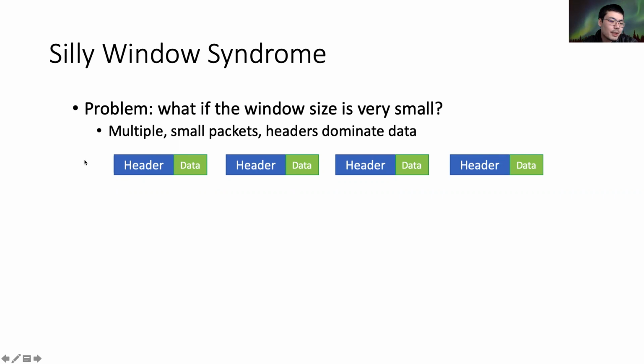If you send 1 byte, you need maybe 120 bytes of header. So this is called silly window syndrome. Multiple small packets is not desirable, because then most of the bandwidth is used by header. Ideally, your data should be much larger than header. Header can be ignored.